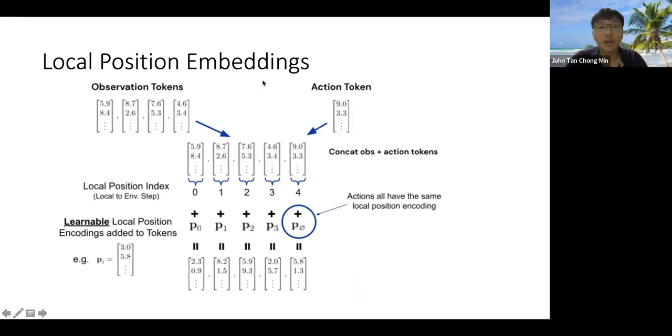So what is this local position embedding? This slide talks about it. The local position embedding is like this. If we have the original tokens as such, and we know that this is index 0, 1, 2, 3, 4, 5, and so on.